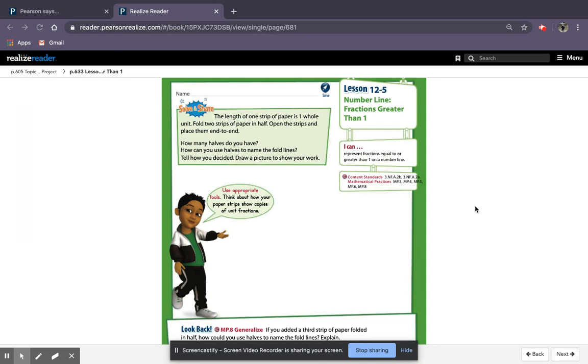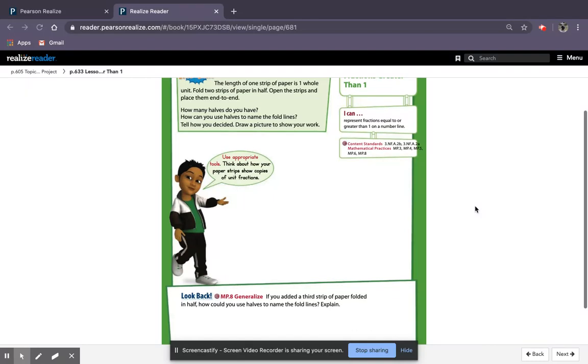So the solve and share says the length of one strip of paper is 1 whole unit. Fold 2 strips of paper in half. Open the strips and have them place them end to end.